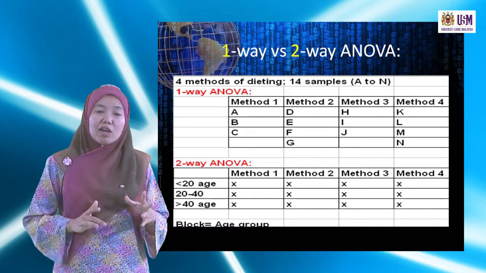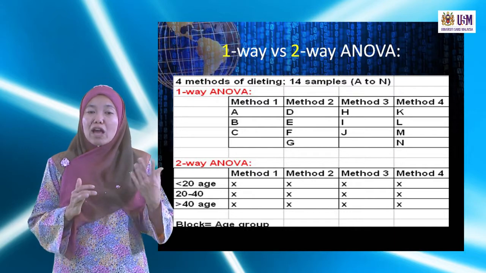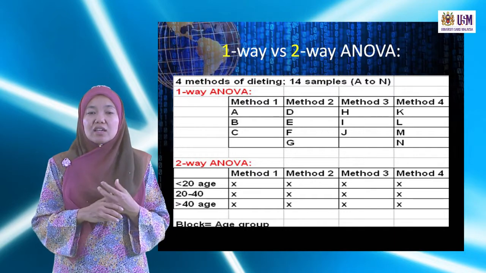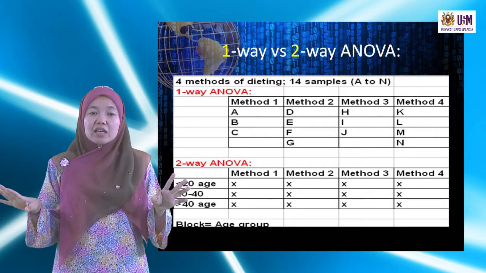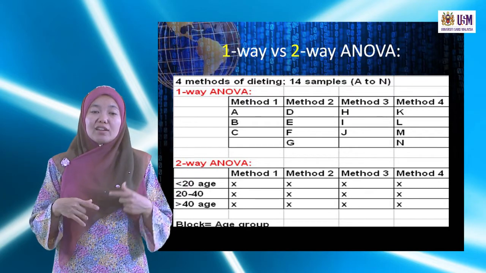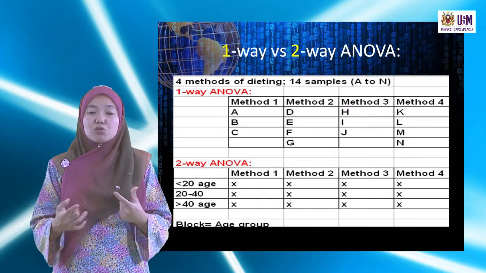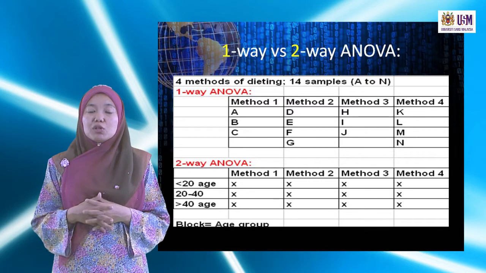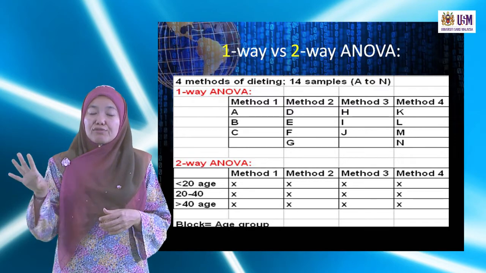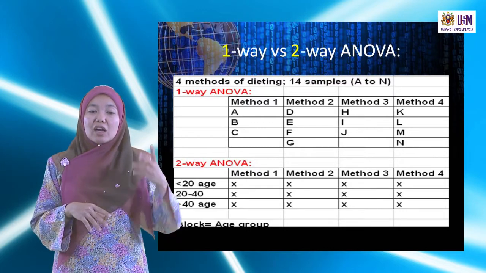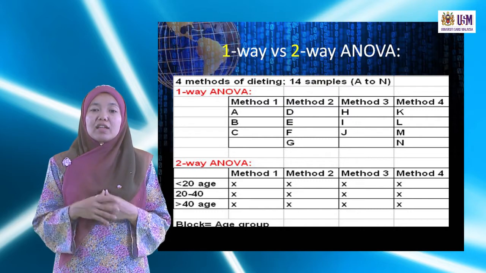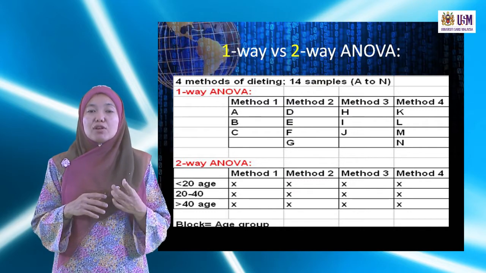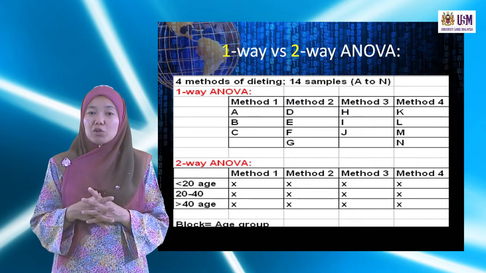So in one-way ANOVA, the one on top, you do not have blocks. The individuals are just dispersed into the four different methods of dieting. While in the second type, the two-way ANOVA, the 14 individuals under the different methods of dieting are also divided into the different age groups. That's how we put it simply, the difference between one-way and two-way ANOVA.